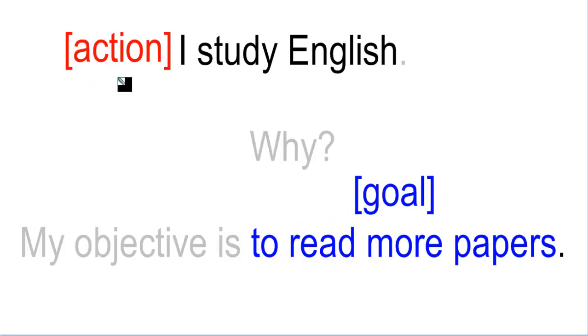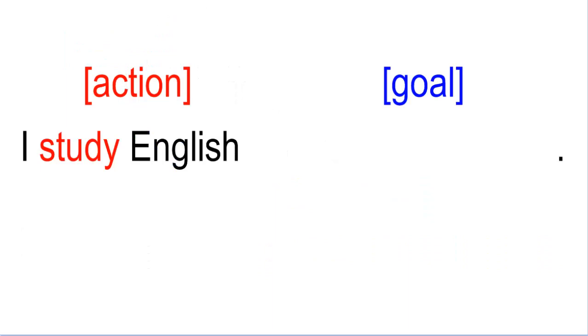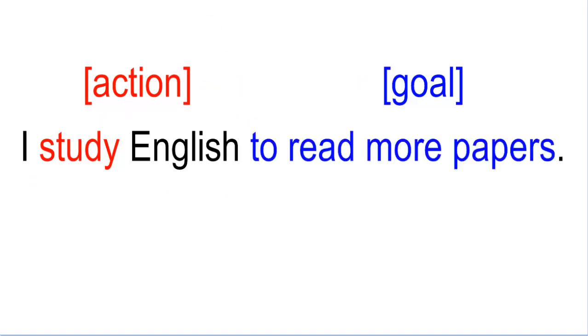This is an action that I do, and my goal is to read more papers. That is my objective. I study English. My objective is to read more papers. So I can combine these two things and I can create a new sentence. What is the action? I study English. And what is the objective of studying English? What is the purpose of studying English? To read more papers, more documents, more investigation articles. That's the idea. So you see, it's very simple.